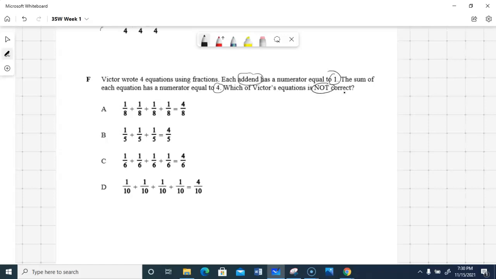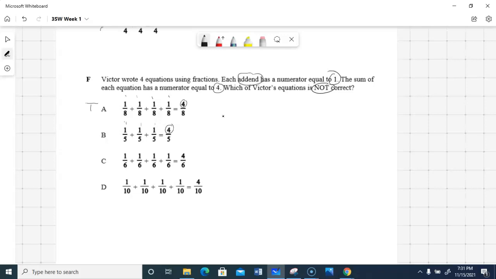So we look at all of our answer choices. Okay, the first one says 1/8 plus 1/8 plus 1/8 plus 1/8 equals 4/8. I have all the same denominator of 8. They all have a numerator of 1, and I have 1, 2, 3, 4. So that looks like a true statement. We'll put a T right there. Look at the next one, answer choice B. I see all have a numerator of 1, and the sum has a numerator of 4, so that matches what it says in the question.